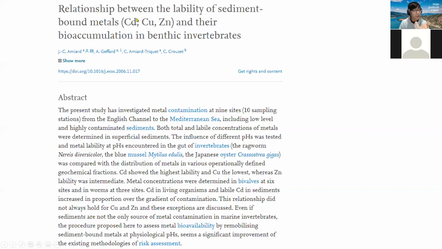Bioaccumulation means that these metals are kind of gathering in the invertebrates, I guess. So they're invertebrate animals, and I guess these metals go into these invertebrates, right? So there's a relationship between this lability thing of the metals and how much these metals go into these invertebrates. So it's probably talking about pollution, right? About maybe the contamination and the accumulation of these metals in animals. Okay, so that's my guess, looking at just the title.